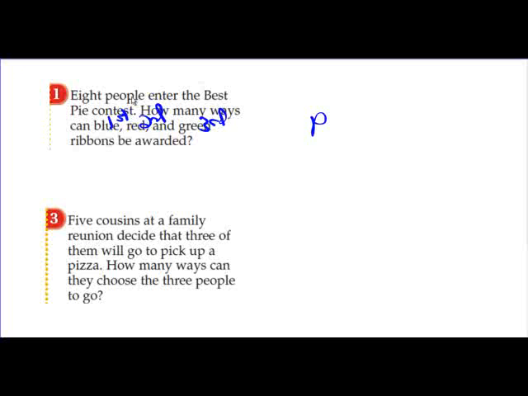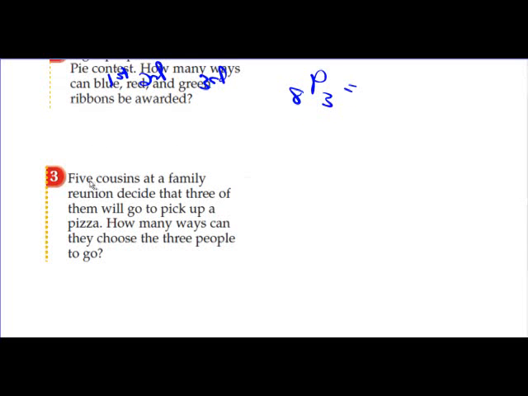We have 8 people, so we have 8. And how many ways can we award first, second, and third place? So we're going to pick 3. So that's the first thing. So we're going to leave that set up until we get the bottom one done. 5 cousins at a family reunion decide that 3 of them will go pick up a pizza. How many ways can they choose the 3 people? Now, are these people going first, second, and third, or are they just going? So we have 5 cousins, and we have 3, and is there an order to them? No, there is not. So if you can say there's no order, then it's just a combination. Alright, let me grab my calculator.